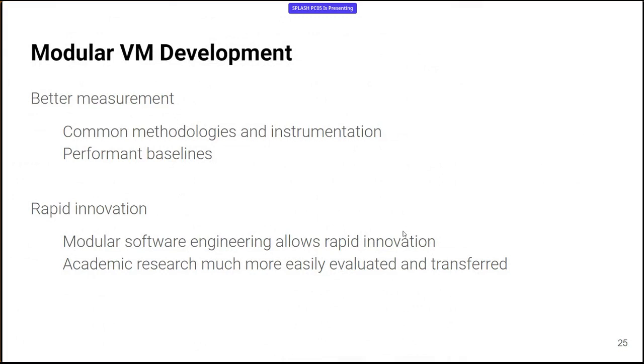So what I'm going to talk about in the remainder of this talk is the idea that we need modular VM development. If we have modular VM development, I can give you my garbage collector, and you can use it in your language, and you can contribute to the garbage collector. It's not mine anyway; it's the community's. Then we go a long way towards this. We can share common methodologies and instrumentation. So when we develop a better methodology and better instrumentation, better ways to know what the thing's doing, everyone can use it. And we can develop performance baselines.